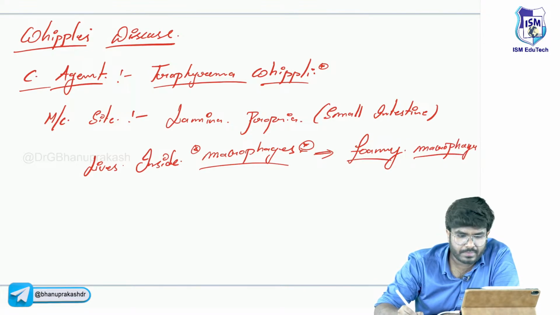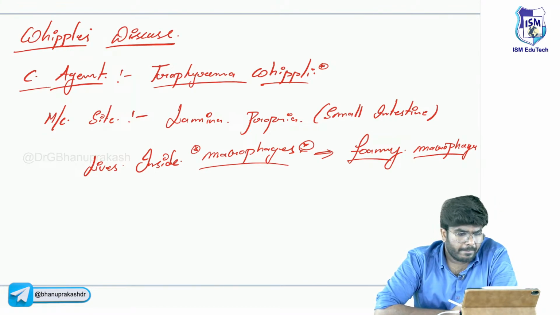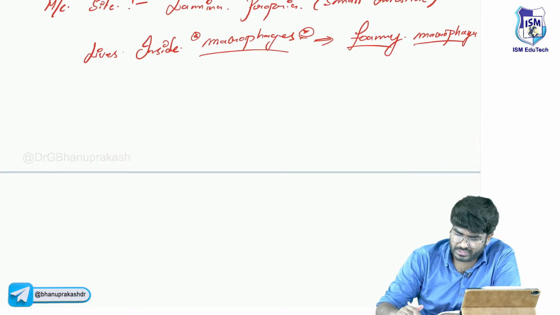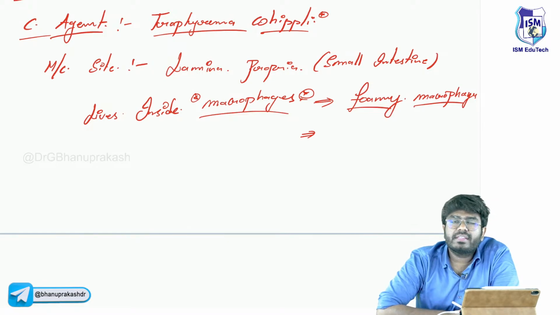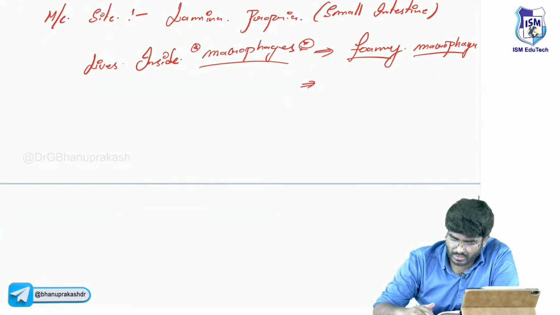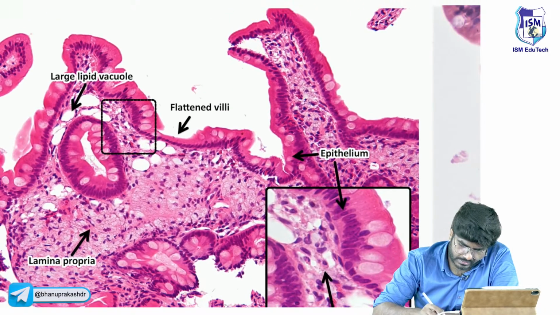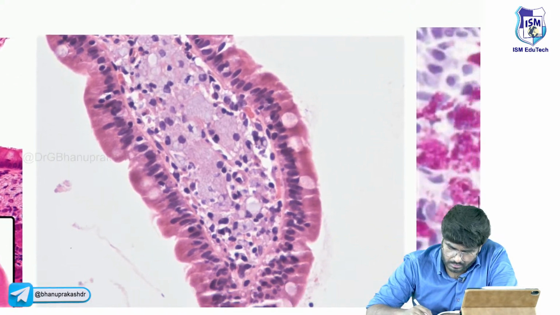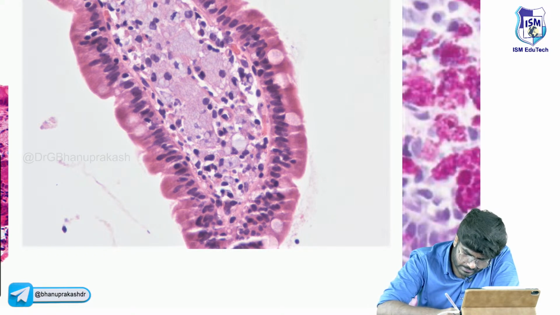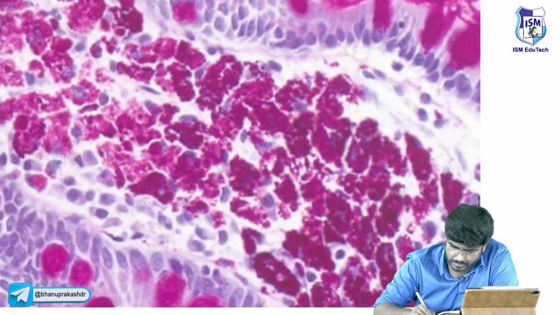Foamy macrophages. Now look here, these macrophages, where are they living? They are living in the lamina propria. In this condition also, the villi will be affected and flattened, so there will be malabsorption even in Whipple's disease. Now look here, whatever you are seeing, all these blue color things, let me show you here.